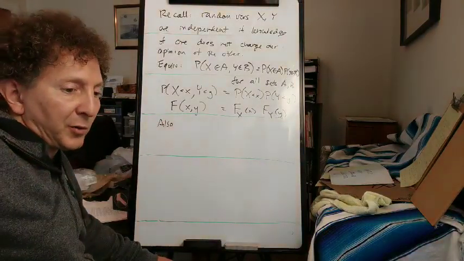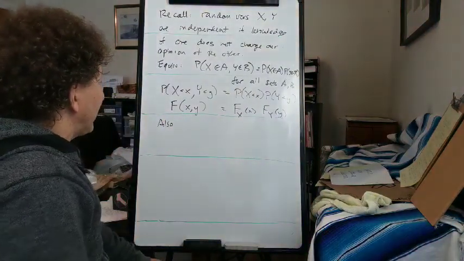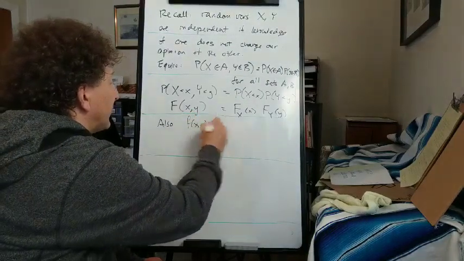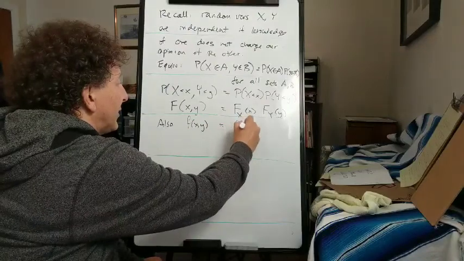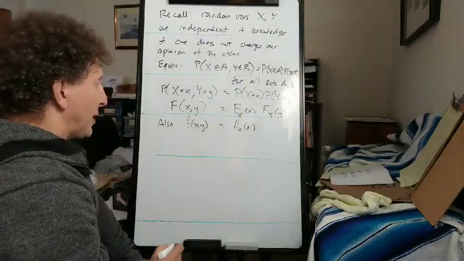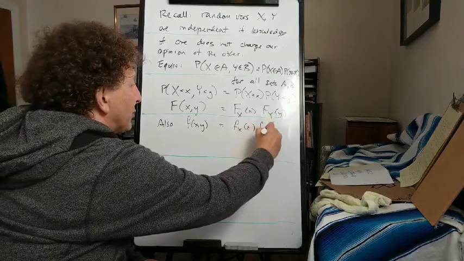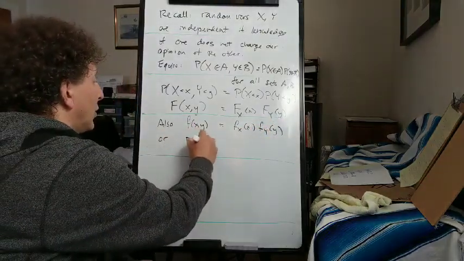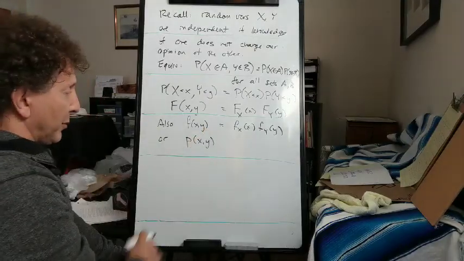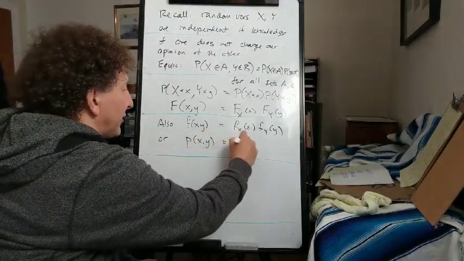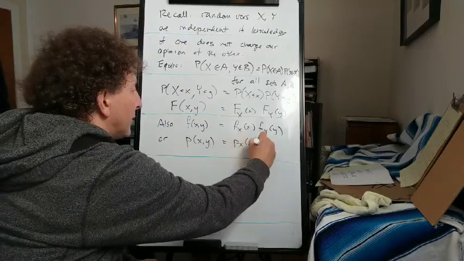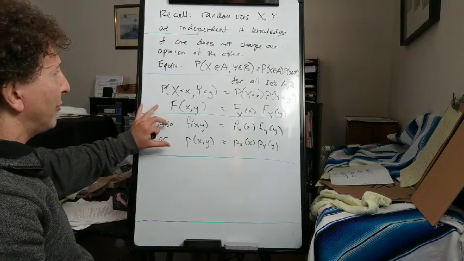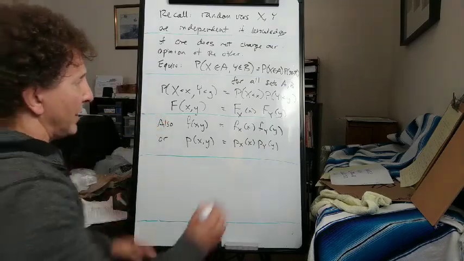And we can also write this in terms of the probability density functions. This implies that f of x,y is going to factor as the marginal probability density function of x times the marginal probability density function of y. Or if we have discrete random variables, the probability mass function factors this way. And all of these should hold for all values little x and little y.